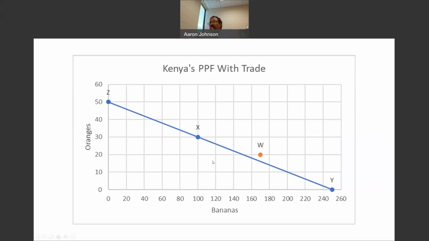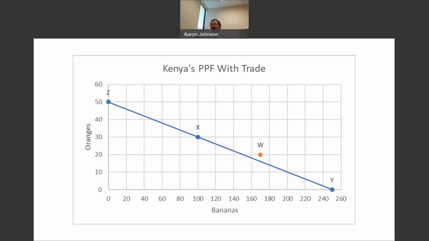Now let's look at Kenya. Remember they're at point Y. They had to trade 80, so 250 minus 80, that's 170. Now when you go up here, notice that this point W is to the right of the production possibilities frontier, so that's a gain for them. And notice they have 20 oranges in this scenario. Because it's to the right of the production possibilities frontier, this is a point that would not have been possible without trade.